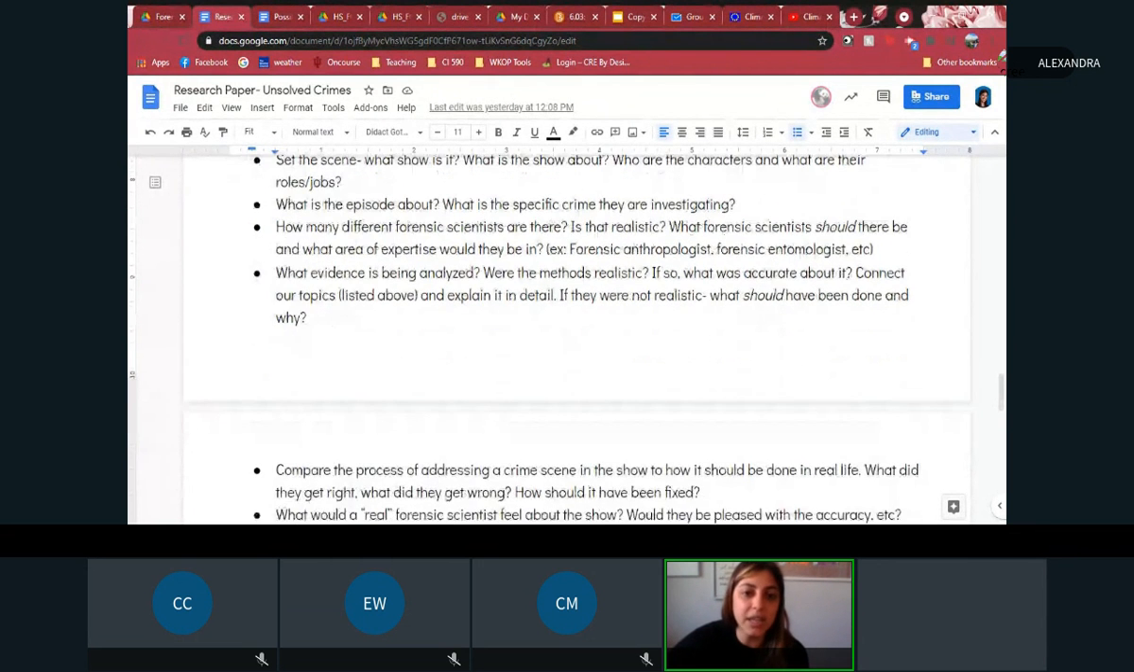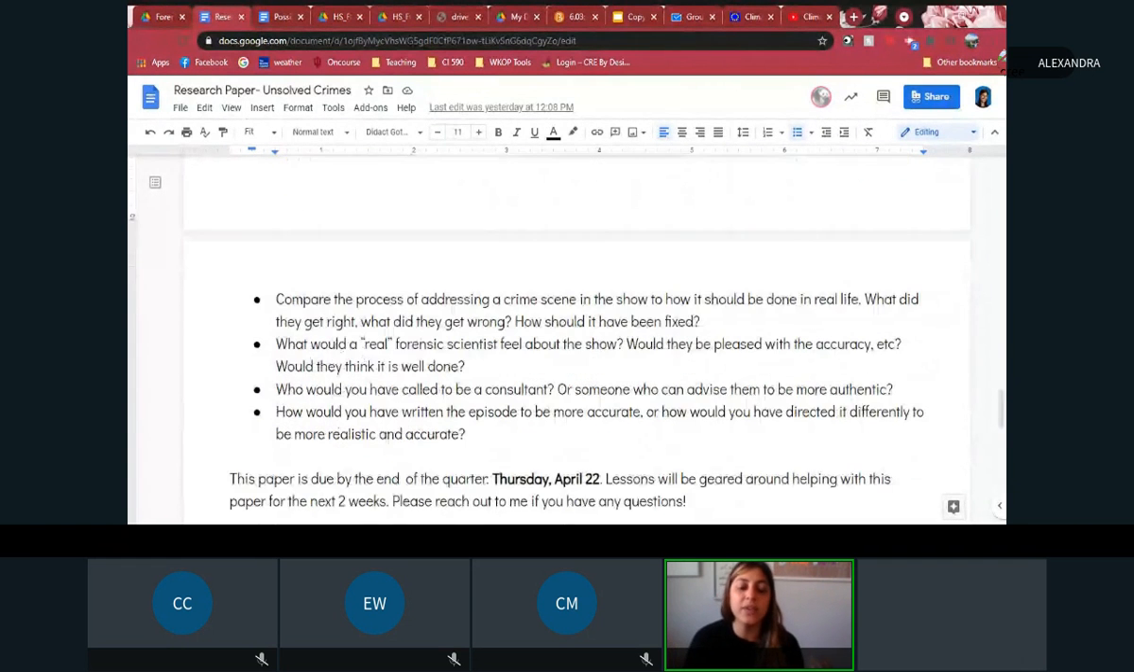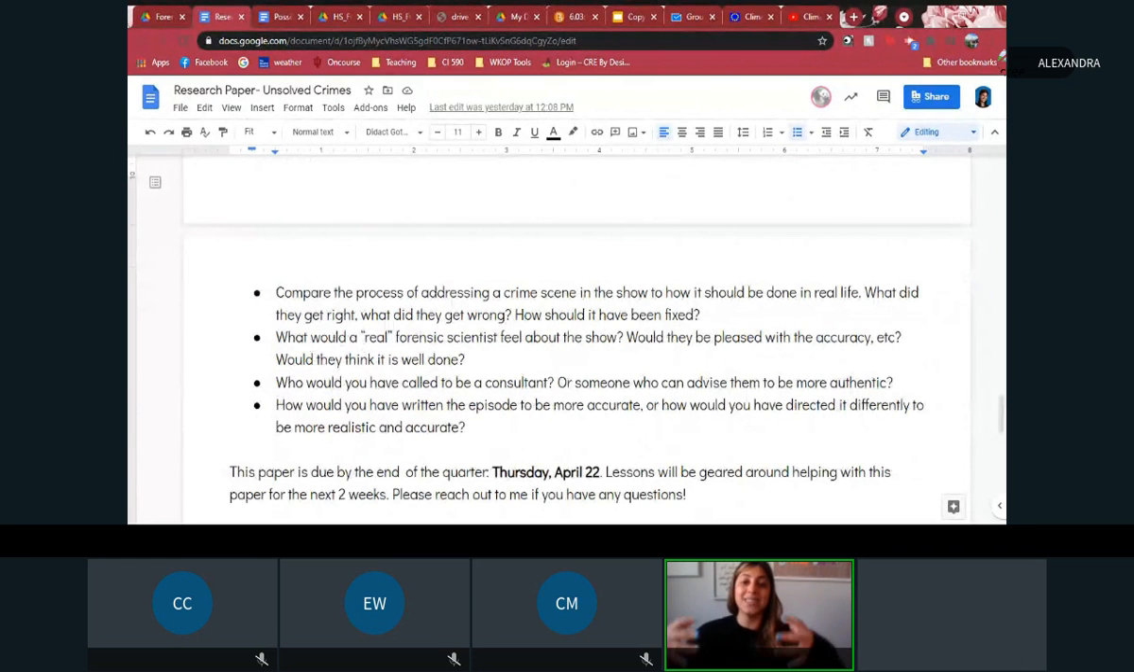Now, you're also going to compare the process of addressing a crime scene to the show and how it should be done, right? So that was in the very beginning of the quarter. We learned about the steps and how they close off the crime scene, who gets called. Is that what actually happened in the show? Were they wrong? And what should have been the process that they would have gone in? So that's kind of your analyzing part.